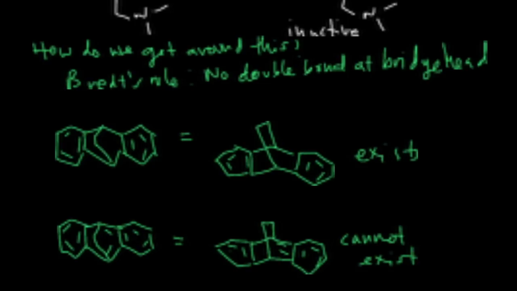These are just different perspectives of the same structure. Like from bird's eye view looking down, this is what you see. But if you stand right next to it and you look up at it, you'll see the bridgehead sticking out. Same thing for this one. These are just different perspectives of the same structure. So 6-6-6 ring systems can exist as long as they have a bridge.